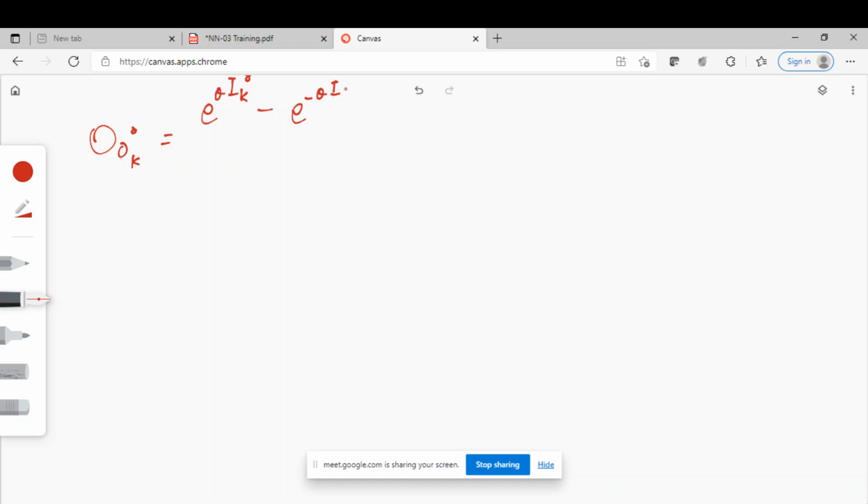So how are you going to differentiate this? This is also of the form u by v. So you have to apply the formula u dash v minus v dash u. That is how it should be differentiated. So when you do that, u dash means you differentiate the numerator and keep the other part as it is. We are going to differentiate with respect to I_ko.